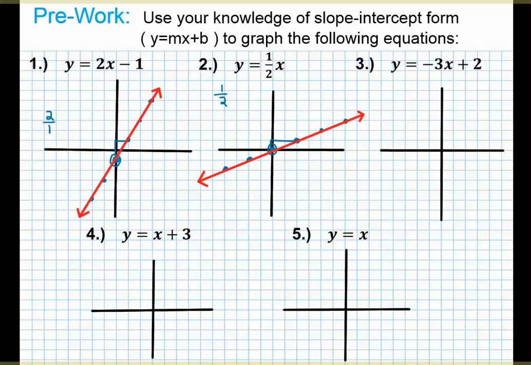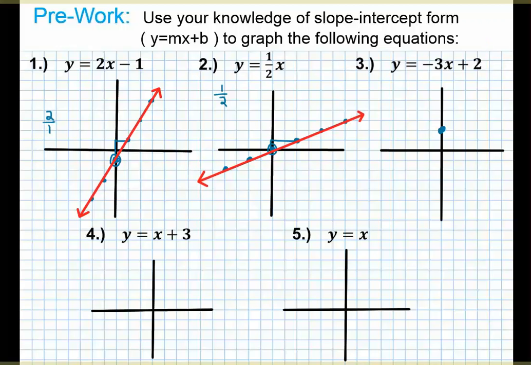Number 3, y equals -3x plus 2. We begin right here. That's our b value, our y-intercept, right there above the origin at +2. And then our slope is going to be -3, because that's the coefficient of x right there. So you want to use your starting value.